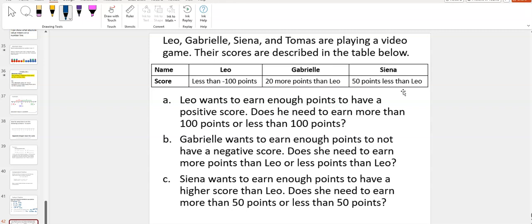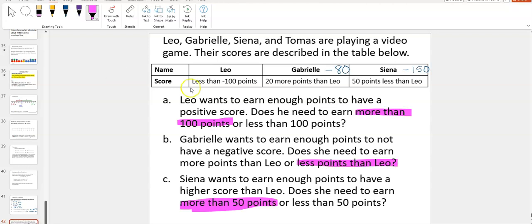Gabrielle wants to earn enough points to not have a negative score. Does she need to earn more points than Leo or less points than Leo? Sienna wants to earn enough points to have a higher score than Leo. Does she need to earn more than 50 points or less than 50 points? So take a minute, read through this again, and then again, join us with your answers, or to check your answers.